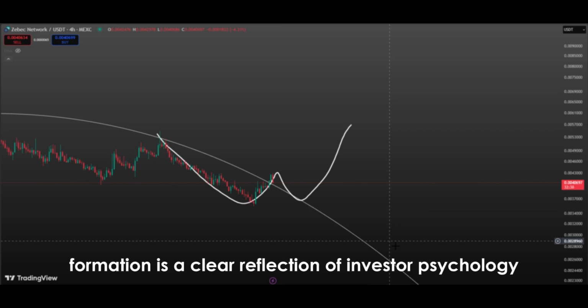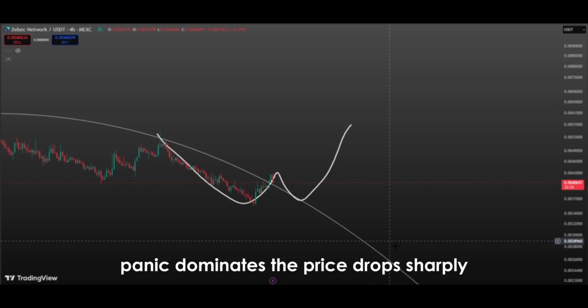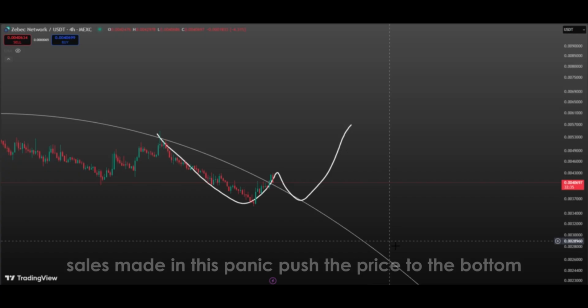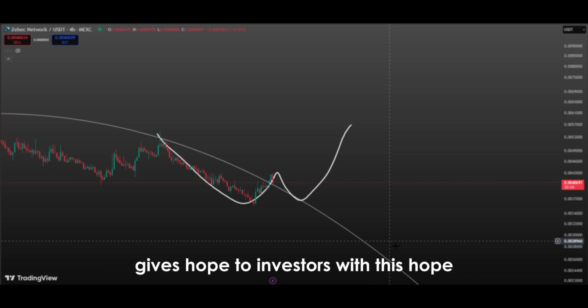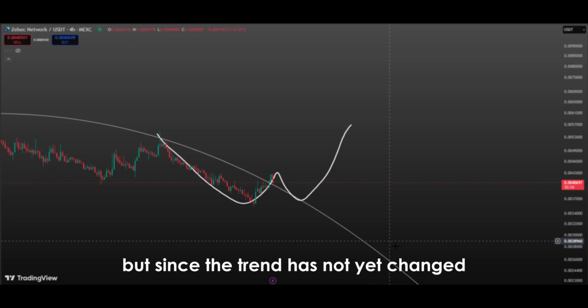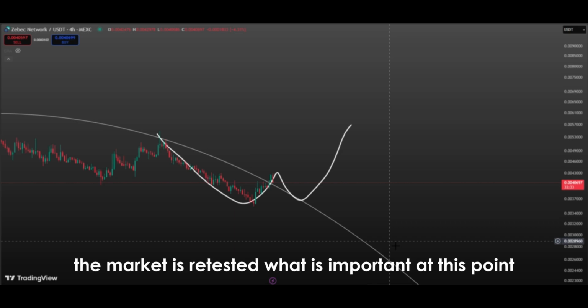The W formation is a clear reflection of investor psychology. During the first wave of decline, panic dominates, the price drops sharply, and many investors suffer losses. Sales made in this panic push the price to the bottom. However, the initial recovery after the bottom gives hope to investors. With this hope, the price rises somewhat, but since the trend has not yet changed, this rise is short-lived. When the price pulls back again, the market is retested.